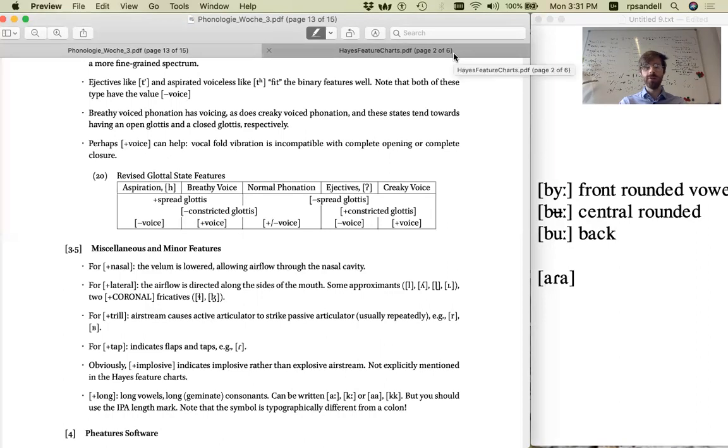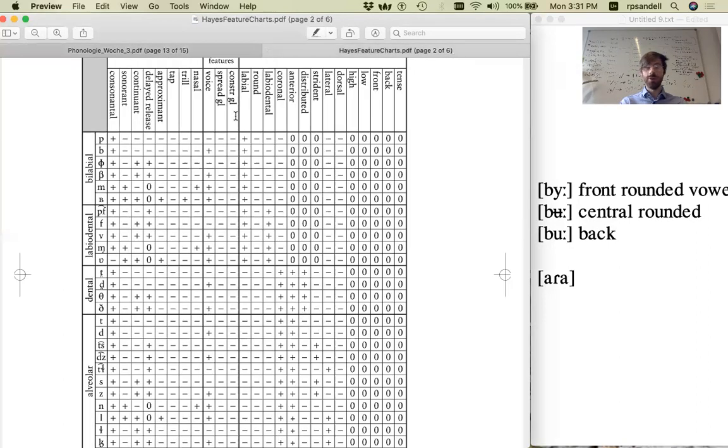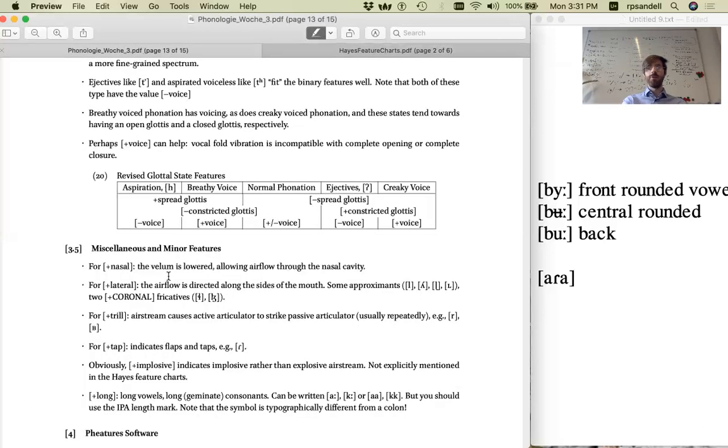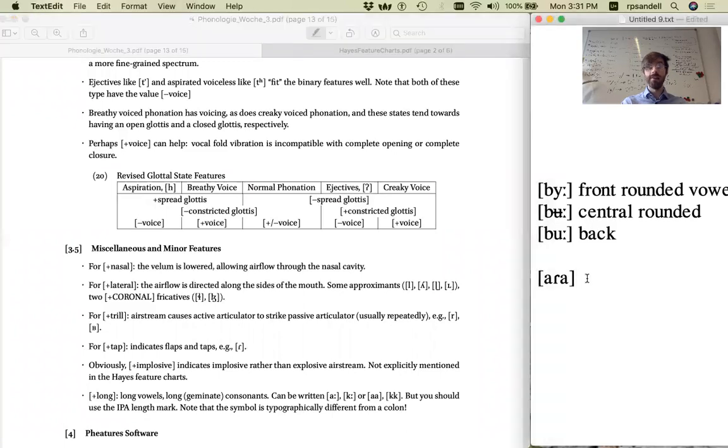In the charts, implosive stops are not indicated. The feature implosive is not referred to here, but for languages with a distinction between implosive and explosive sounds, we can use that feature to obtain that distinction, say in some African languages or languages of Southeast Asia. I've already mentioned the feature long above with respect to vowels, but it can also be used to indicate geminate consonants, for instance, in languages like Italian that have a distinction between long and short consonants.